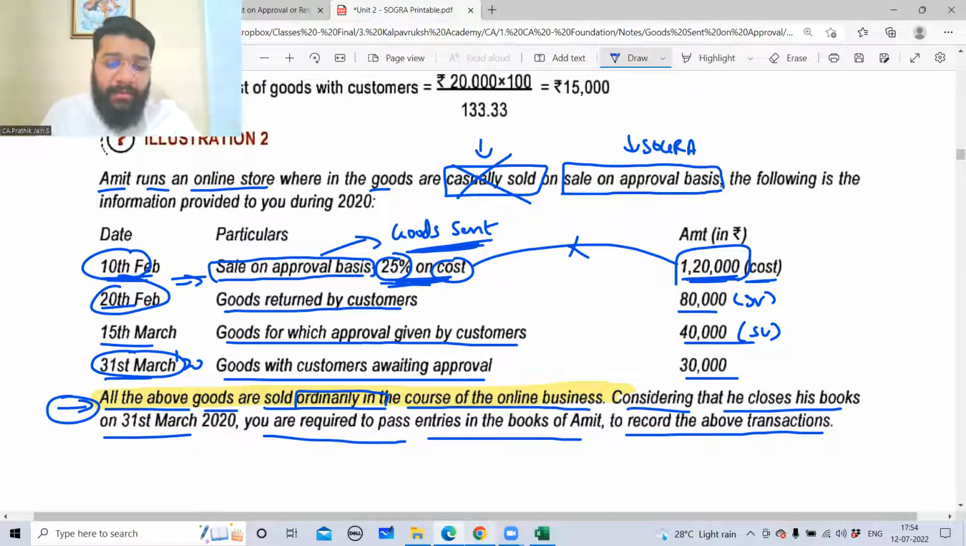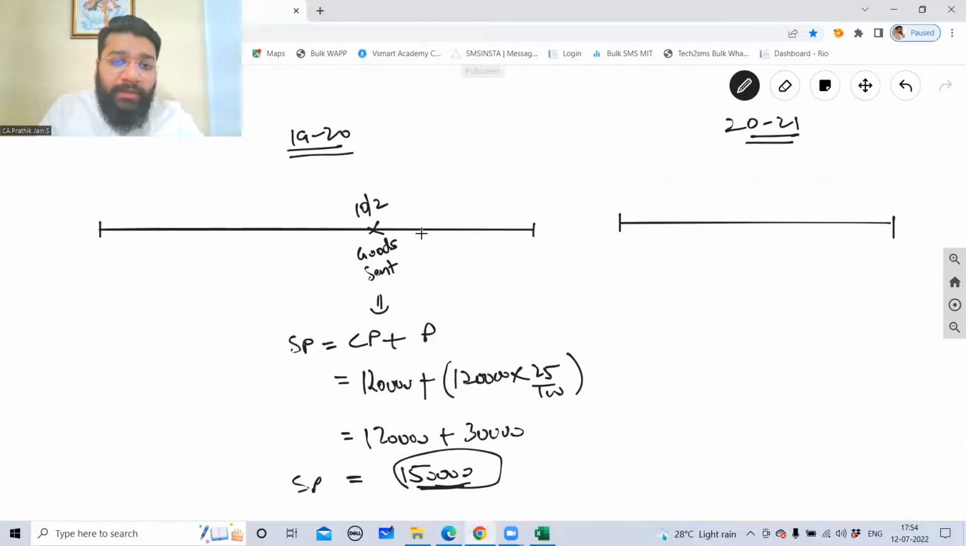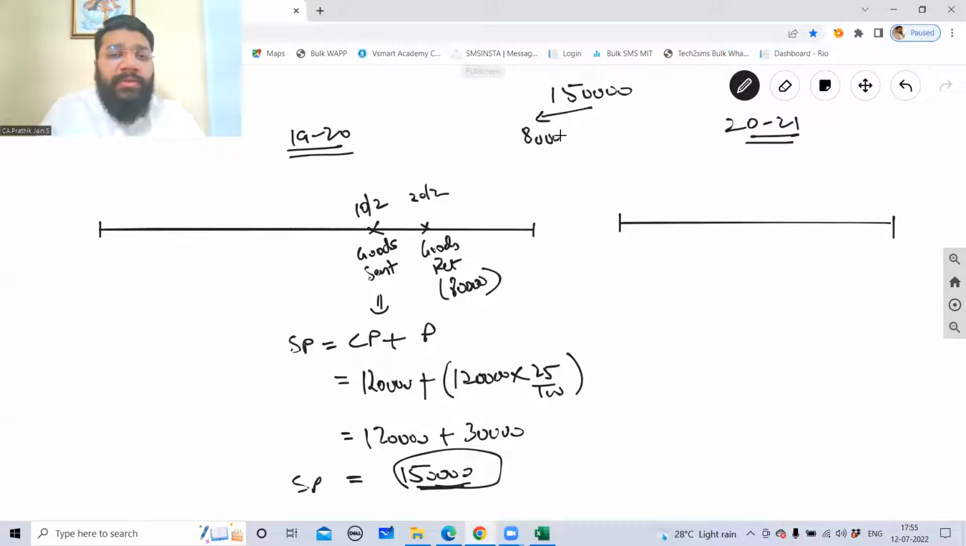has been returned by the customer. So here it is, 20 Feb, goods returned. Goods returned worth how much? 80,000. Goods returned worth 80,000. So guys, out of 1,50,000 rupees, goods returned is worth 80,000.